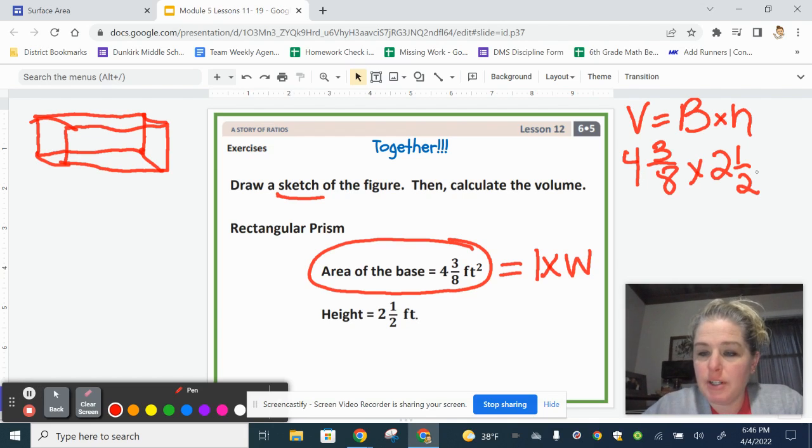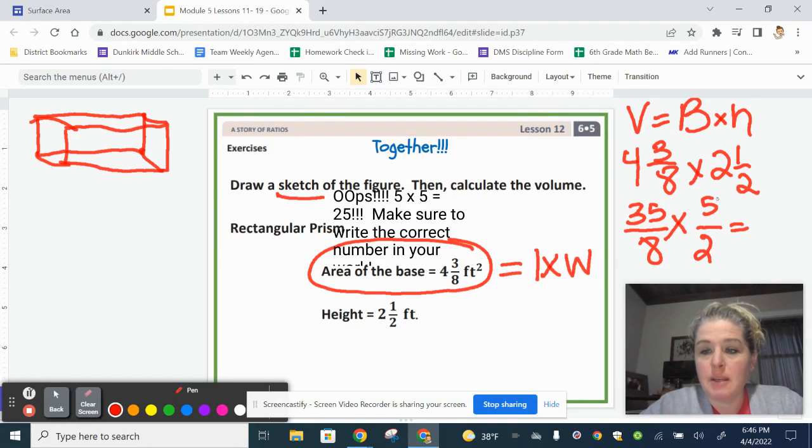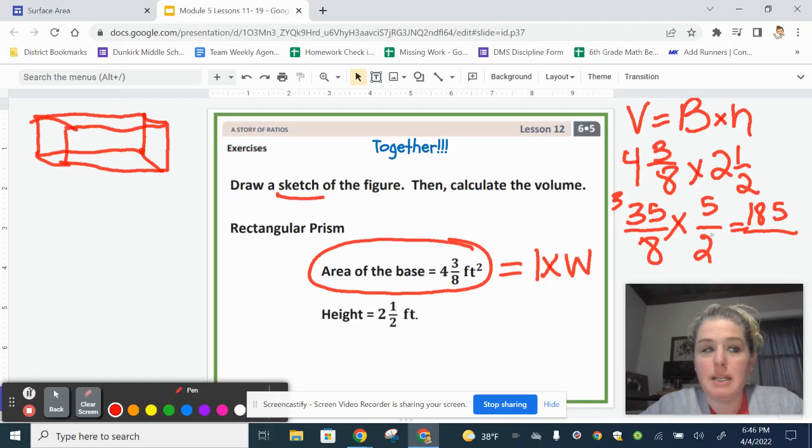All right, let's convert. 8 times 4 is 32, plus 3, 35 over 8, multiplied by 2 times 2 is 4, plus 1 is 5, over 2. Multiply straight across. 5 times 5, 35. Carry that 3. 5 times 3 is 15, plus 3 is 18. Over, 8 times 2 is 16.